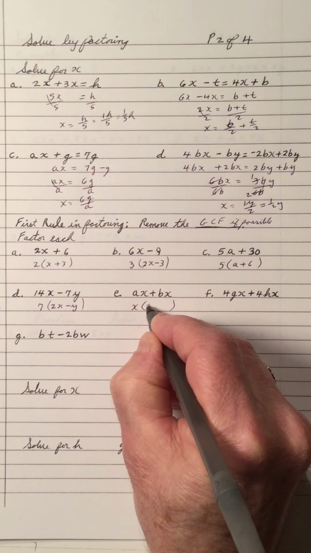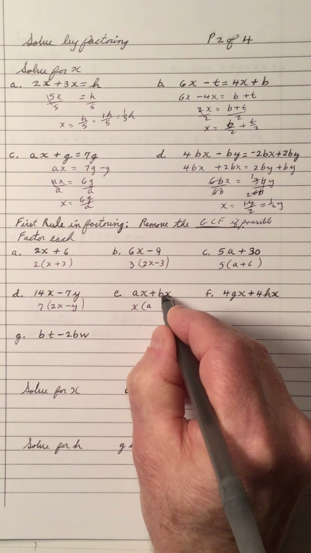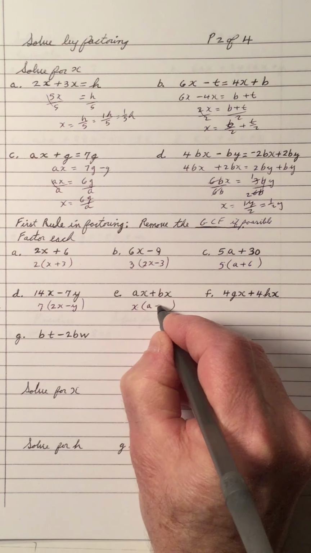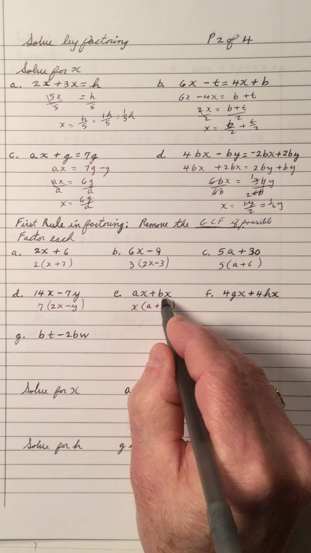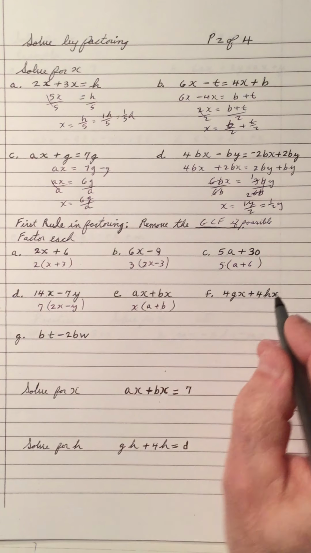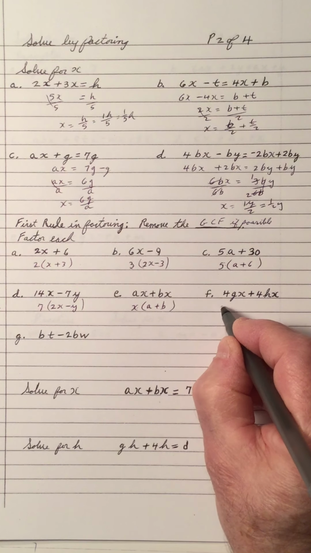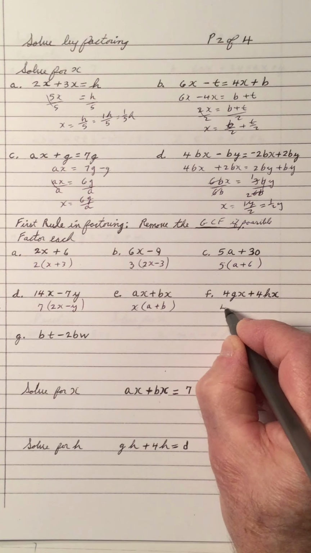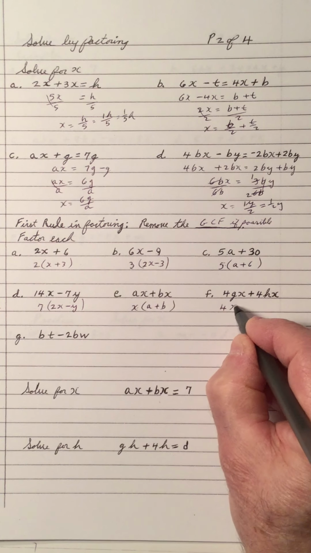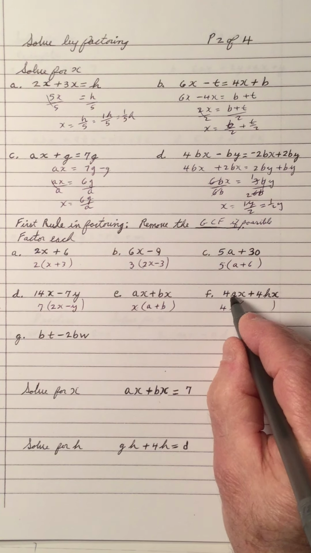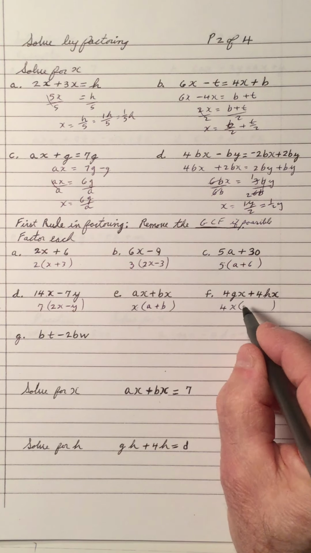Ax divided by x is an a, because x times a is ax. Bx divided by x is a b, so the x's cancel. And over here, they're not like terms, so I see a 4 as a GCF, because 4 is in both. I see an x in both terms, so the GCF of these two terms is 4x.